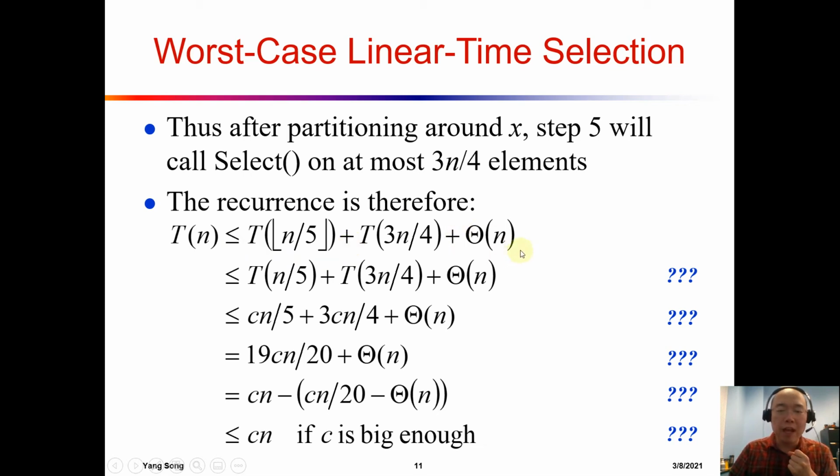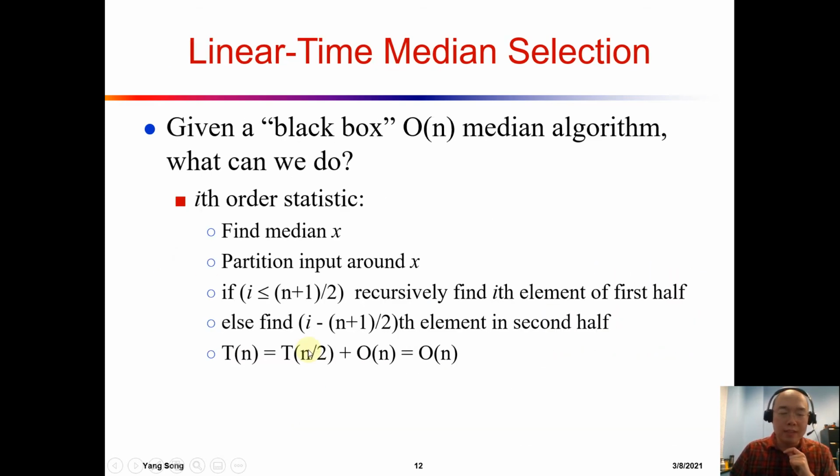And after that, we have to do a Theta(n), and the Theta(n) is a similar process to the partition. So putting all this together, we are able to prove that for this T(n), it is smaller or equal to the C(n). So this is guaranteed to be a linear time partition algorithm. So you now know there is a worst case linear time selection algorithm possible.